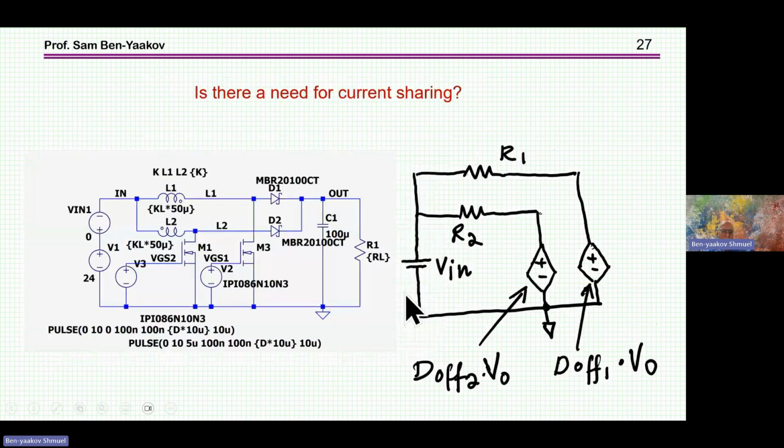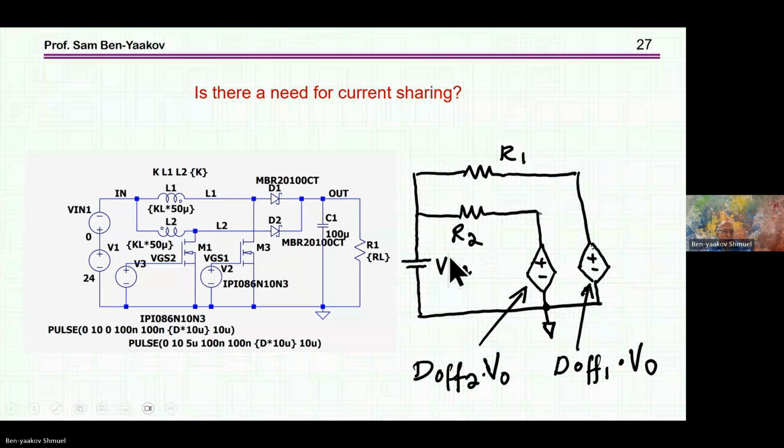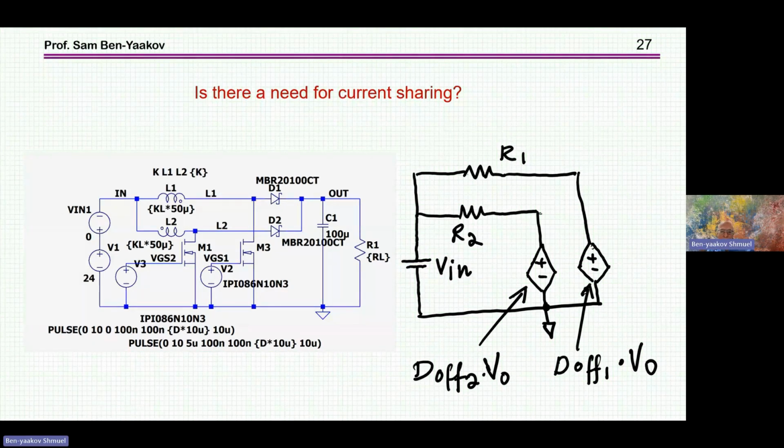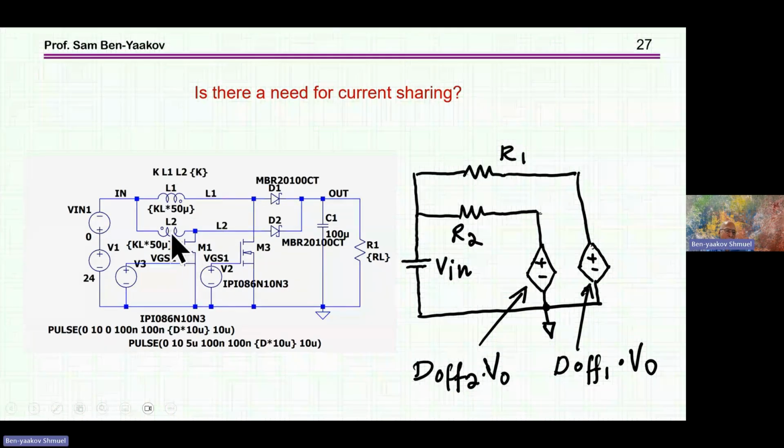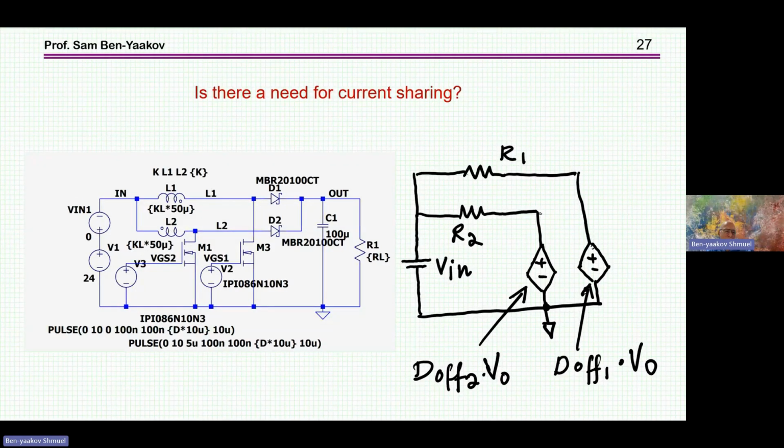And finally, let me say a word about the current sharing. Is there a need for current sharing in this case? Well, you would have thought that since it is coupled, there is no need, because if it's coupled, it will sort of divide the current equally, but not so. The coupled effect is on AC only, depends on the di/dt, on the derivative of the current. So as far as the DC goes, there's no coupling here.